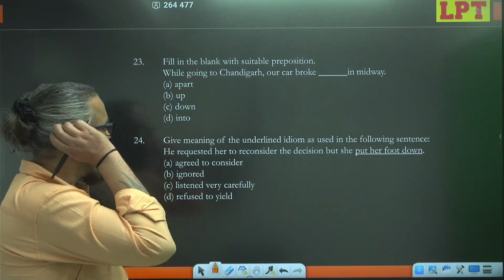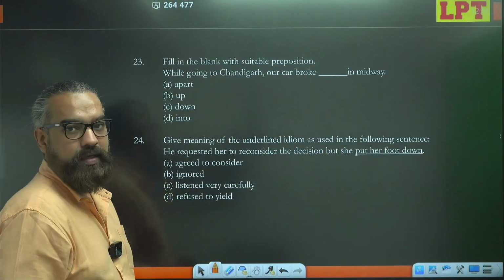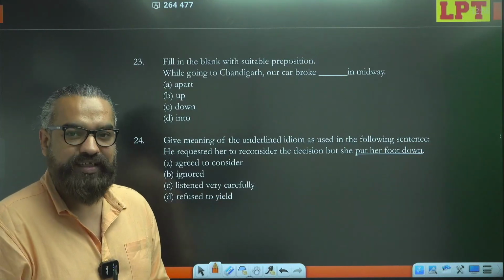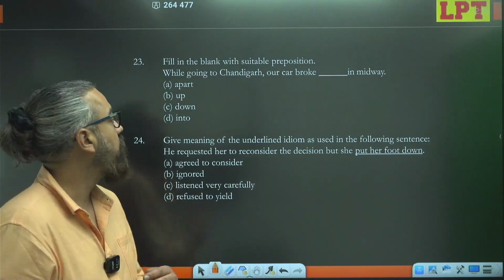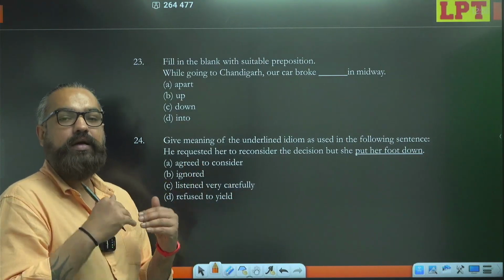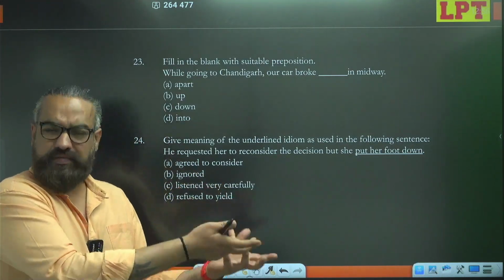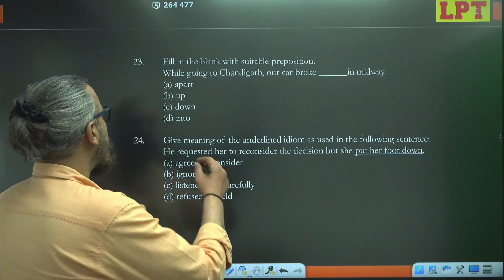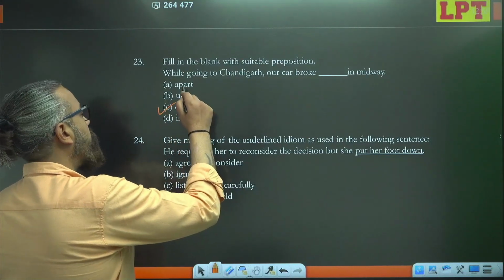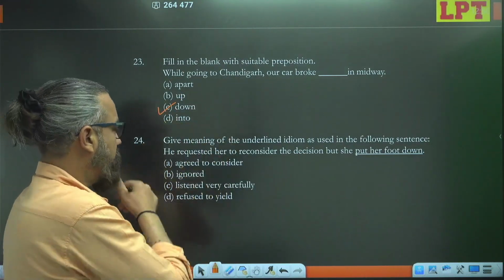While going to Chandigarh, our car broke down in midway. यार गाड़ी खराब हो जाने को हम क्या बोलते हैं? Car broke down. इसका मतलब भी नहीं कि वो टूट गई है. Car broke down मतलब there is some technical problem in the car. पंचर हो गया, कुछ और रेडिएटर खराब हो गया, कुछ भी हो सकता है. Best option is car broke down.